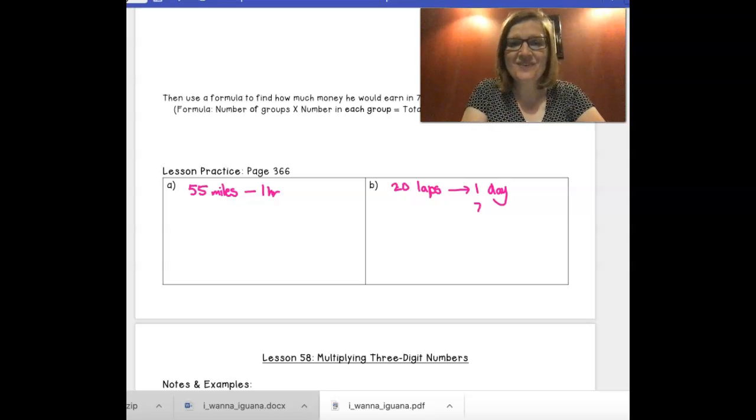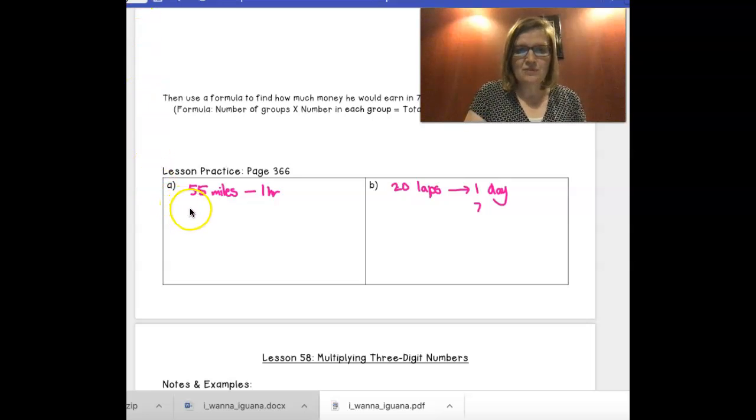Hi, it is lesson 57 practice set for rate word problems. And our first problem is one that you're going to see a lot of. Angela drove 55 miles in 1 hour. At that rate, how far can she drive in 6 hours? Write an equation to solve the problem.